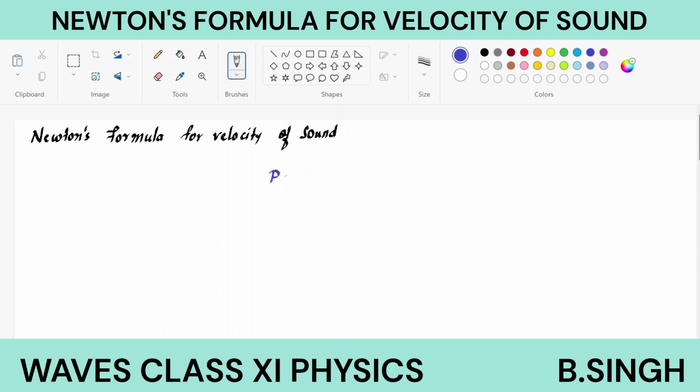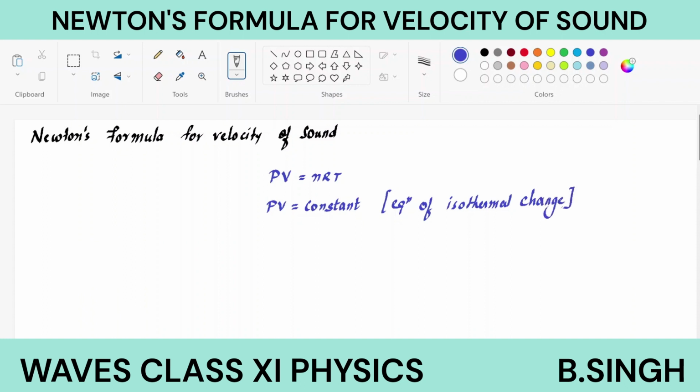So if you take the ideal gas equation, our equation will be PV equal to nRT, right? Where n is the number of moles, R is the real gas constant, and T is the temperature. n is already constant for a given system, R is the gas constant, and if temperature also becomes constant, then everything on the right hand side becomes constant, and we get the equation of isothermal change, PV equal to constant. According to Newton, sound wave propagation is an isothermal change.